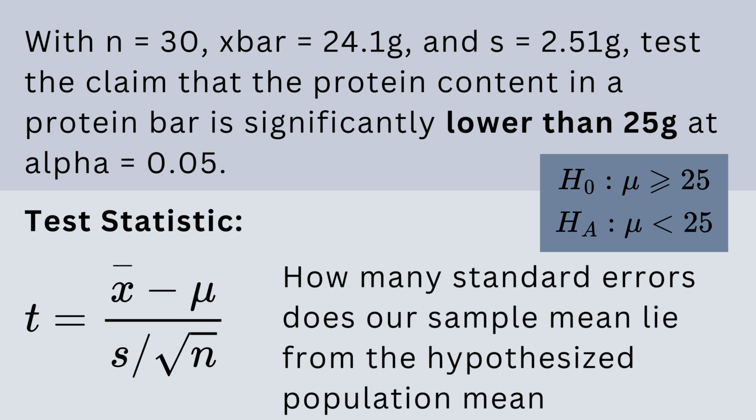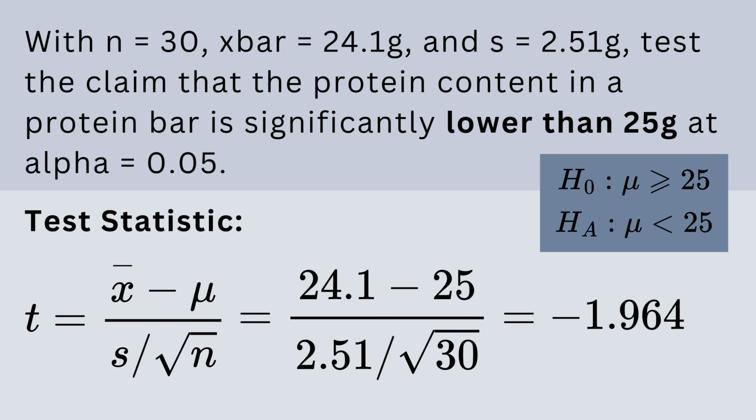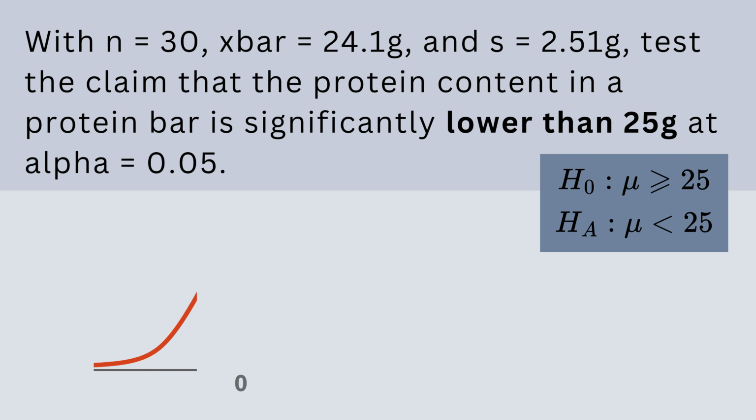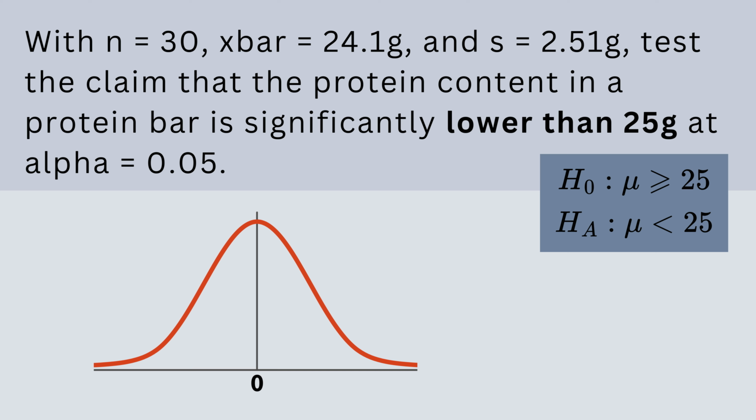Next, we use our sample data to calculate the t-statistic, which measures how many standard errors our sample mean lies from the hypothesized population mean. In this case, our sample mean of 24.1 grams lies approximately 1.964 standard errors below the population mean of 25 grams. Within the sampling distribution of the sample means, which follows a t-distribution with n-1 degrees of freedom, our t-statistic of -1.964 lies on the left tail.